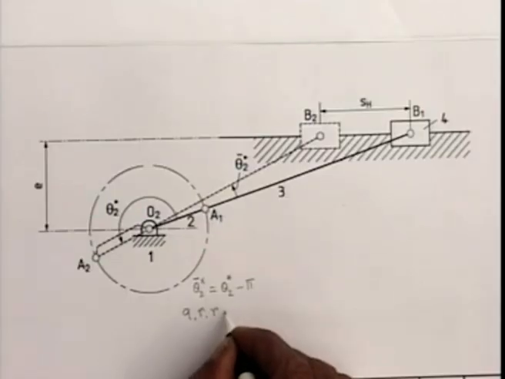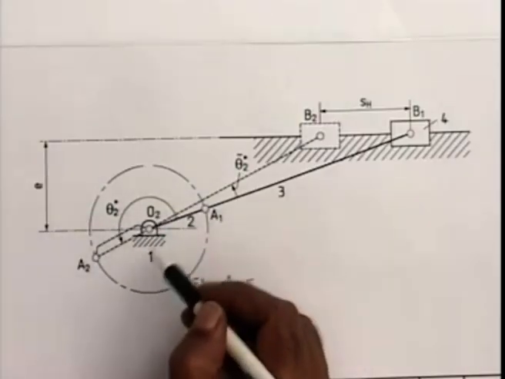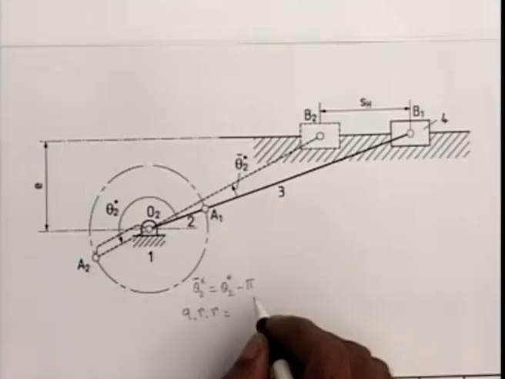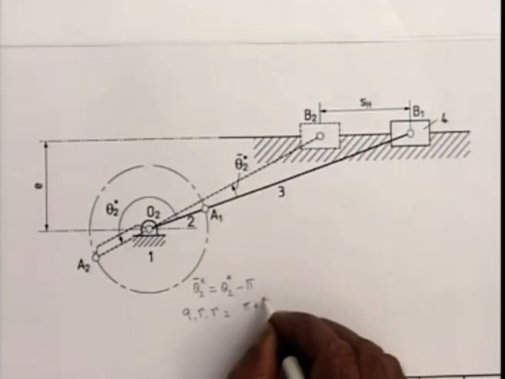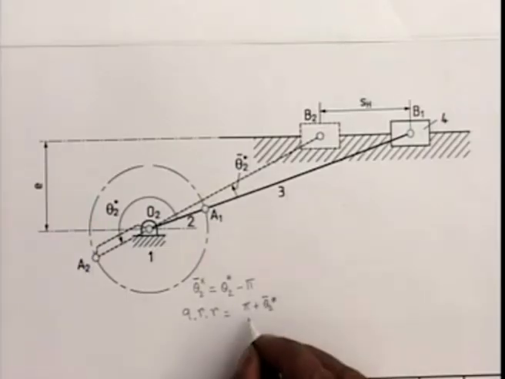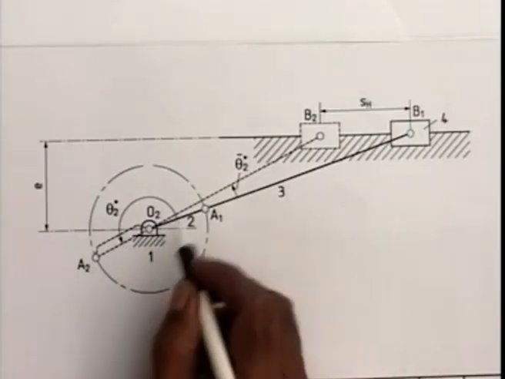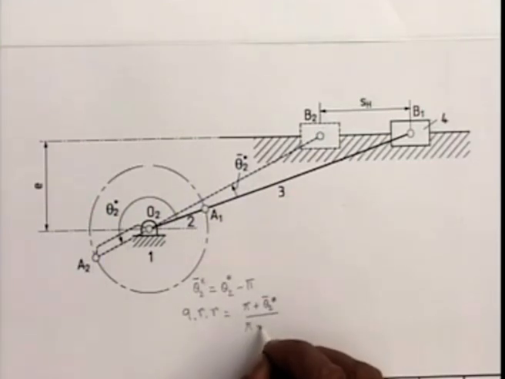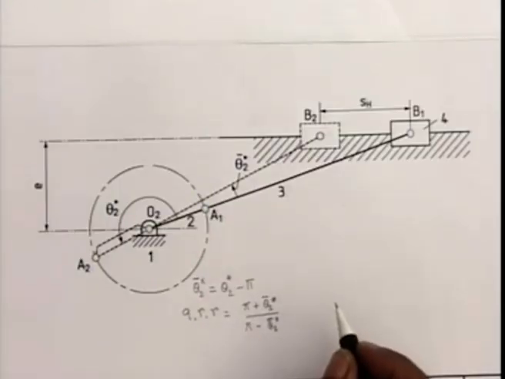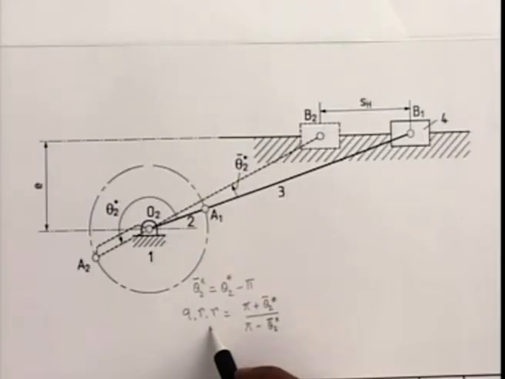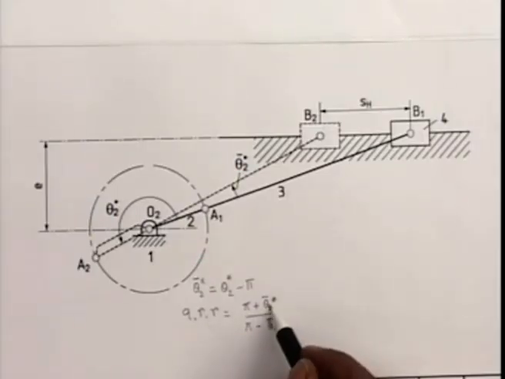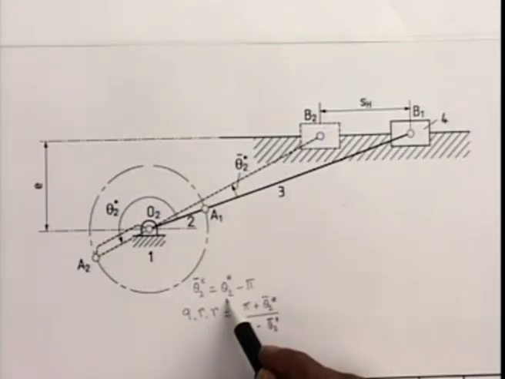So, we can derive also the quick return ratio for this slider crank mechanism. Assuming, of course, that the crank is rotating at uniform angular speed, the forward motion is theta 2 star, which is pi plus theta 2 star bar, and the return angle is pi minus theta 2 star bar. So, if the desired quick return ratio is given, then we can obtain theta 2 star bar, and from there I can obtain theta 2 star.